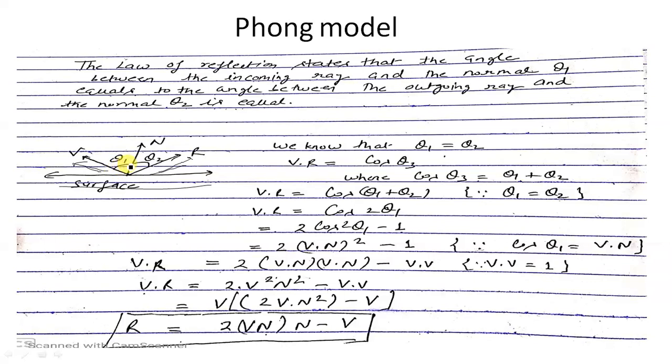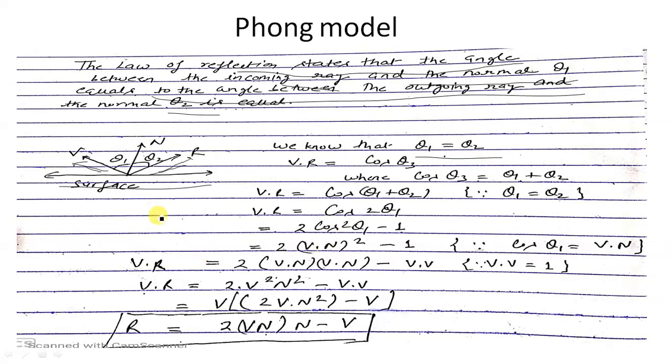This is the angle of incidence between this vector and this vector, and this is the angle between this vector and this vector. The law of reflection states that the angle between the incoming ray and the normal vector, theta 1, equals the angle between the outgoing ray and the normal vector, theta 2. Both angles are equal. It means theta 1 is equal to theta 2.